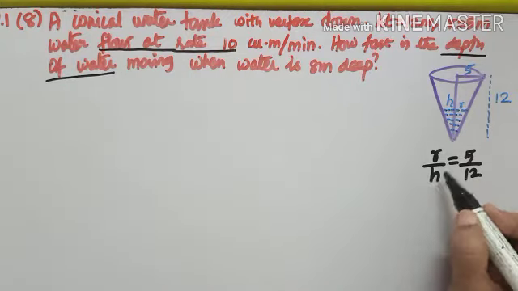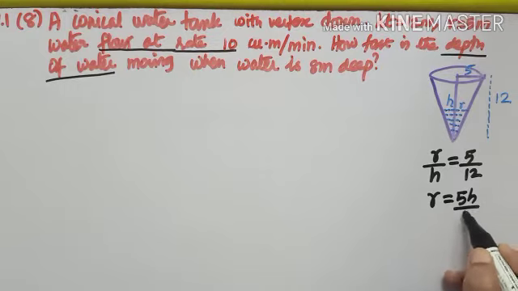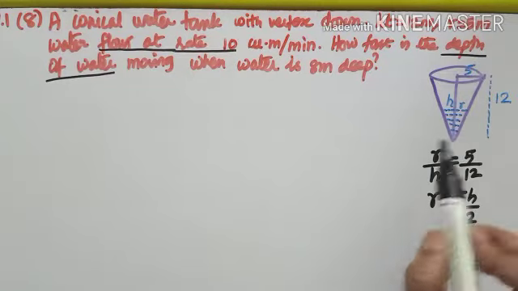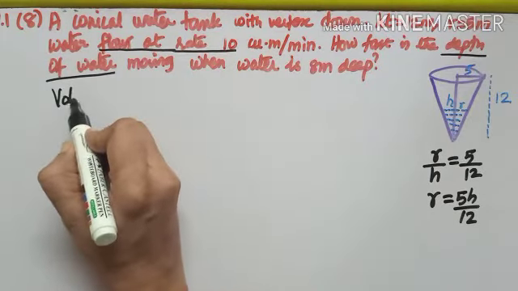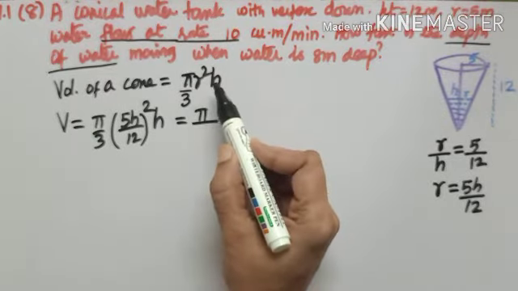So r, I don't want. What is r from here? Cross multiplying, 5h by 12. Now it is all about volume, the capacity of a cone. What is the volume of a cone? Pi by 3 r square h.